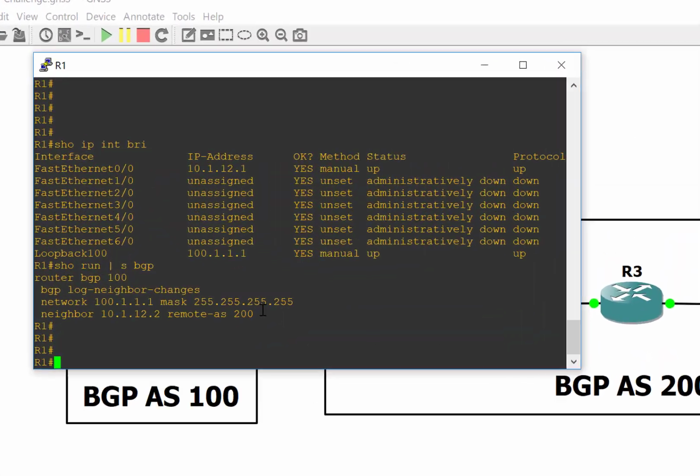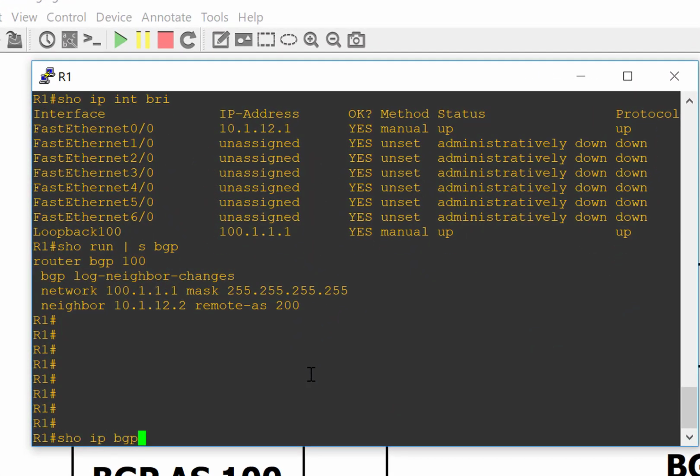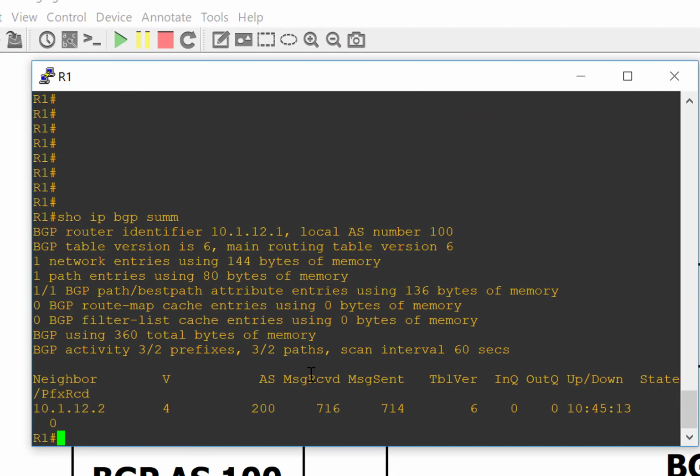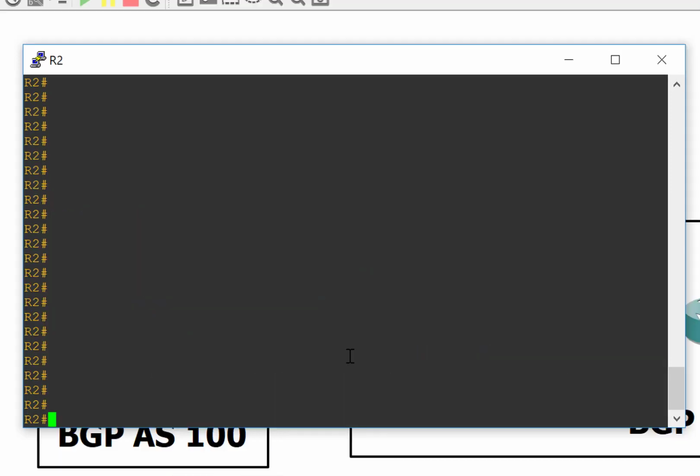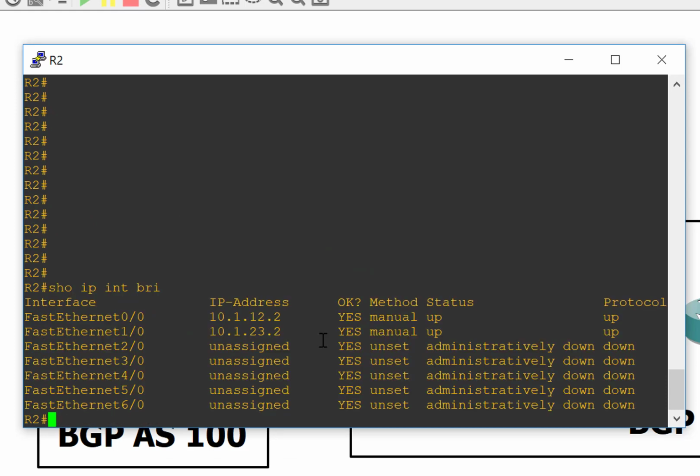On router 1, we already show it's a very basic config. So if I do show IP BGP summary, I have only one neighbor. That neighbor is router 2. And router 2's autonomous system number that I'm peering with from router 1's perspective is 200. Now over on router 2, if I do show IP interface brief, I have my two interfaces facing router 1, facing router 3.